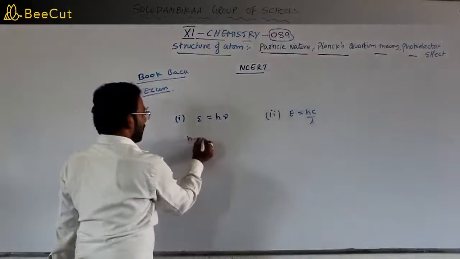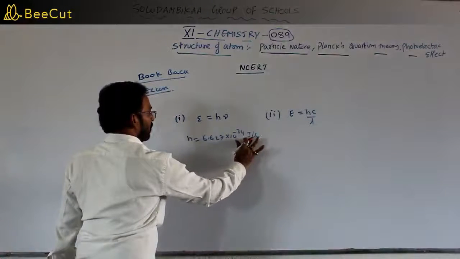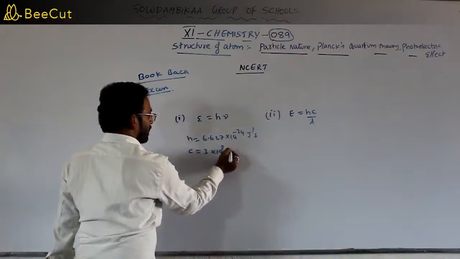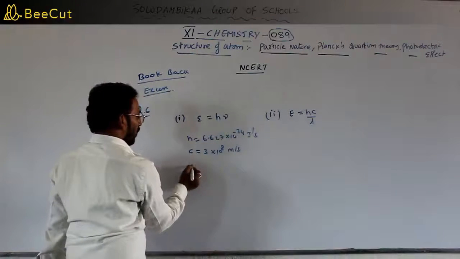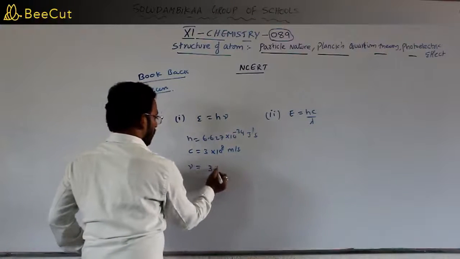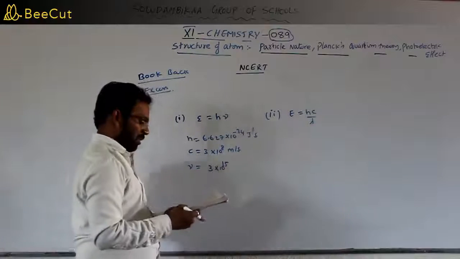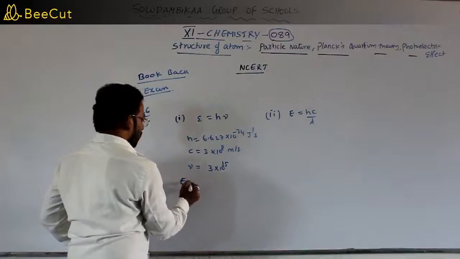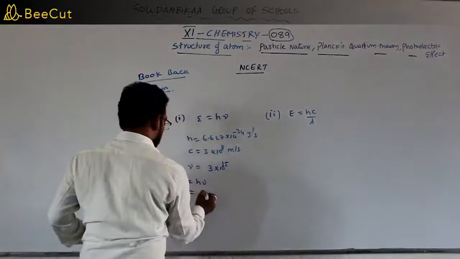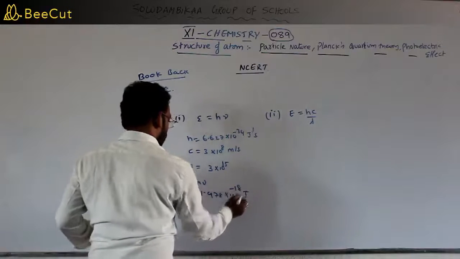H value we know is 6.627 into 10 to the power of minus 34 joule second. So in both cases we can use this constant value. C we know is 3 into 10 to the power of 8 meters per second. The nu value in the first problem is given as 3 into 10 power 15. Now we can find E is equal to h nu, and we will get the answer approximately 1.978 into 10 to the power of minus 18 joules.